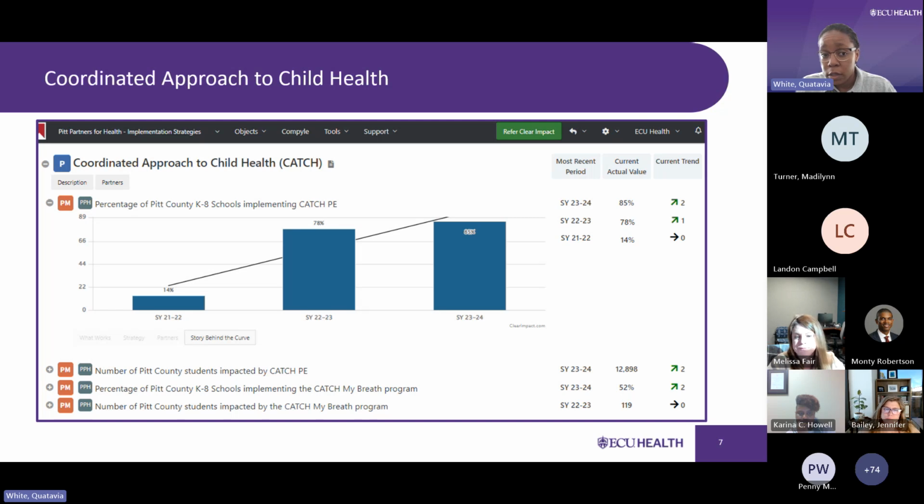So here, displayed here, is just an example of one of our programs, Coordinated Approach to Child Health, where you can see what we've done over the past 3 school years.